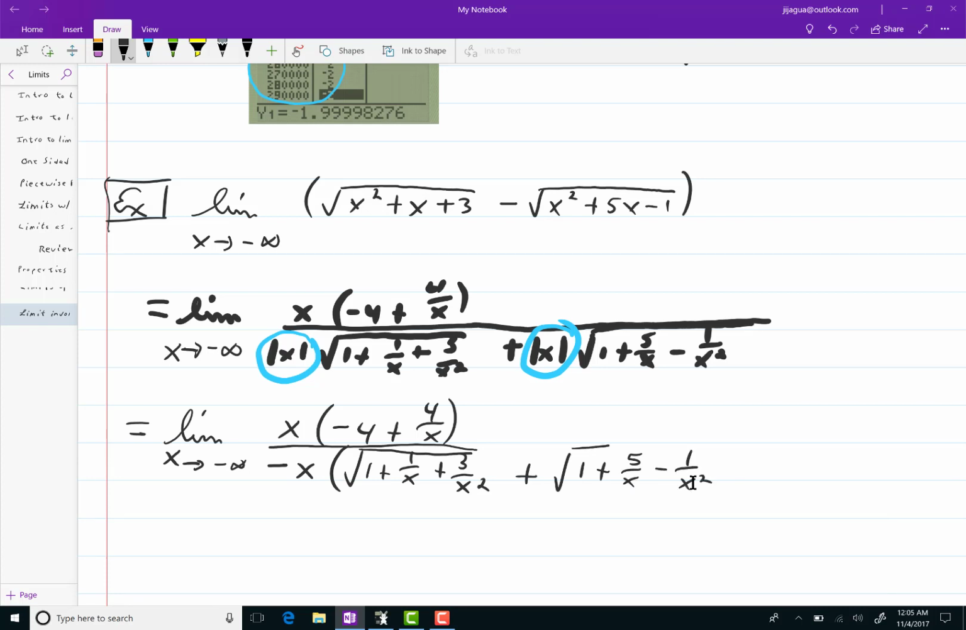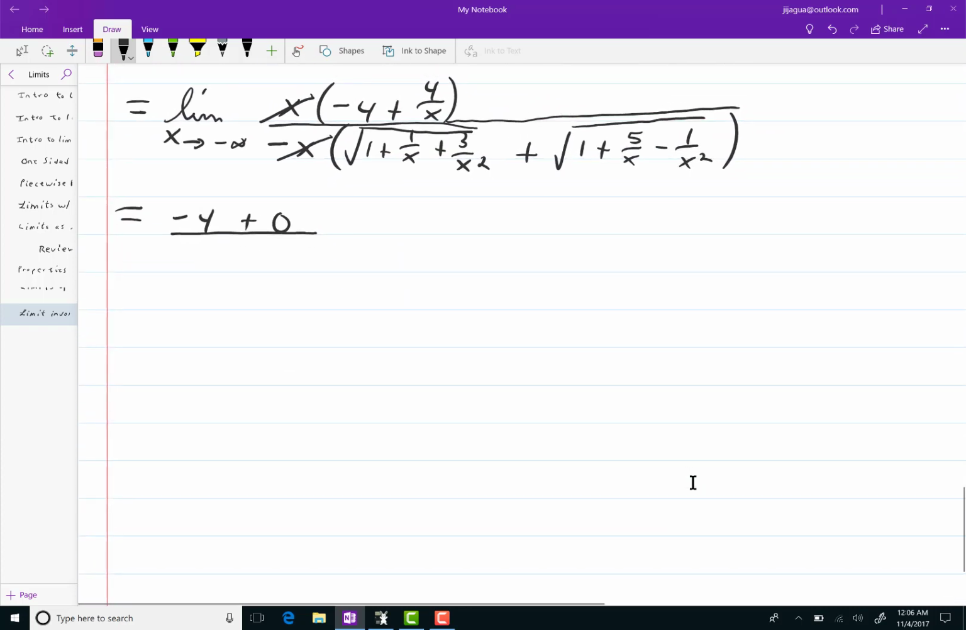Anyways, let's get the parentheses finished up. Now when I cancel the x's, they don't completely cancel. I have a -1 factor in the denominator, so now I'll go right to the answer. The limit of -4 is -4, but the limit of 4 over x is 0. Don't forget that -1 down there. Then we have the square root of 1 plus 0 plus 0 plus the square root of 1 plus 0 minus 0.